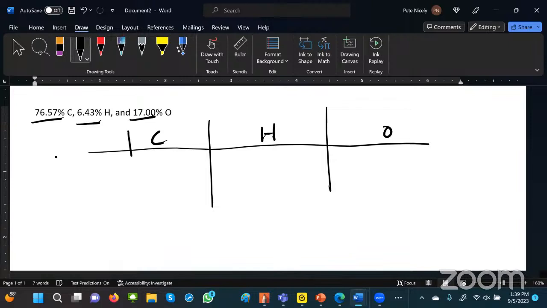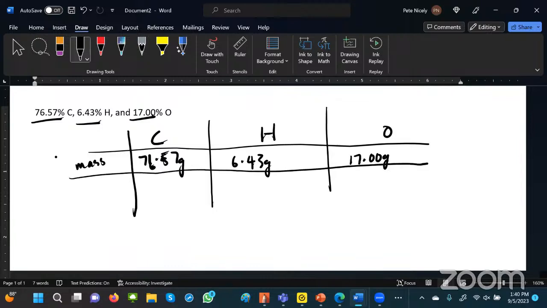So what we can assume is that if we have 100 grams of this particular compound, then 76.52 grams of it will be carbon. For hydrogen, the mass would be 6.43 grams, and the mass of the oxygen would be 17.00 grams, right? So that's the first step. We record the masses, which would be the same as the percentages because we're assuming that we're working with 100 grams of the compound.